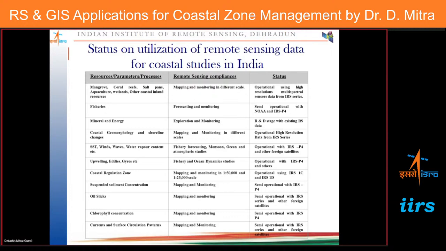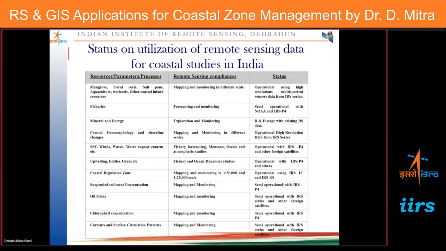Also coastal geomorphology, shoreline change mapping and monitoring at different scales is possible. It is also operational using high resolution satellite. Sea surface temperature, wind, wave, water vapor: these are very important for fishery forecasting, monsoon study, ocean and atmospheric studies. So they are also operational with the IRS Indian remote sensing satellite data, and there are lots of foreign satellites too. They will help you for this.